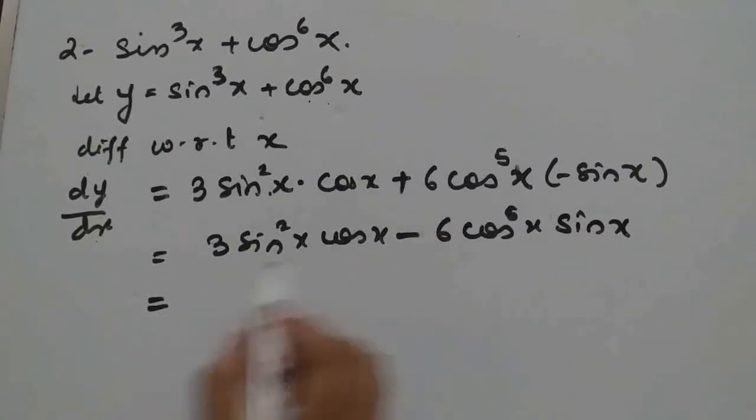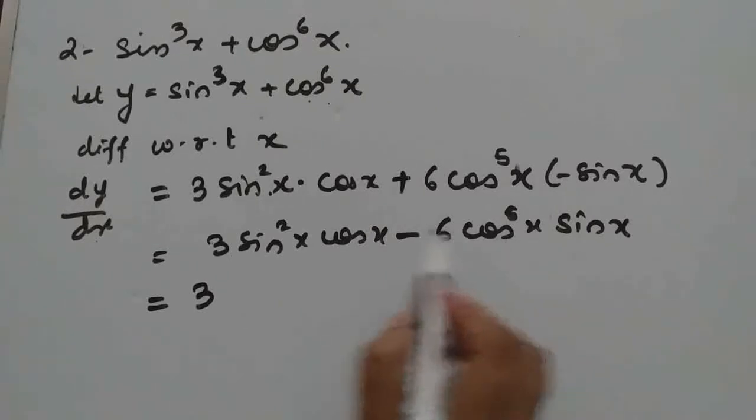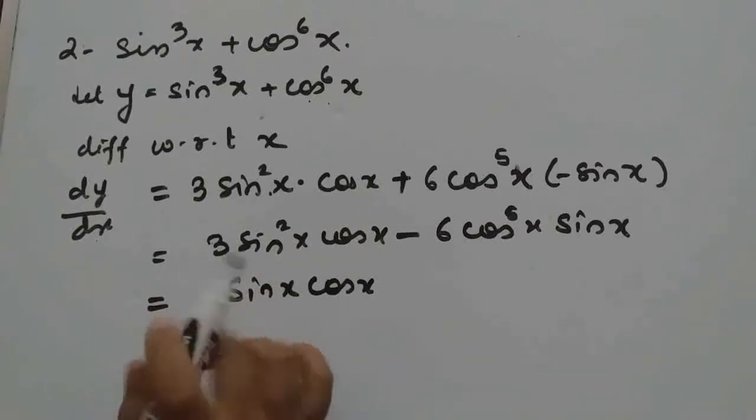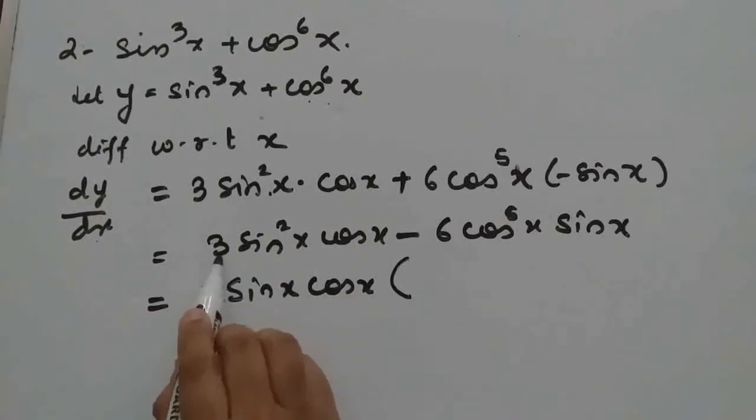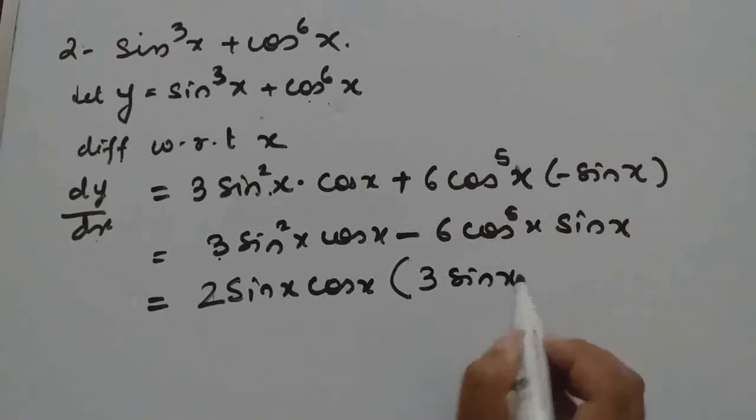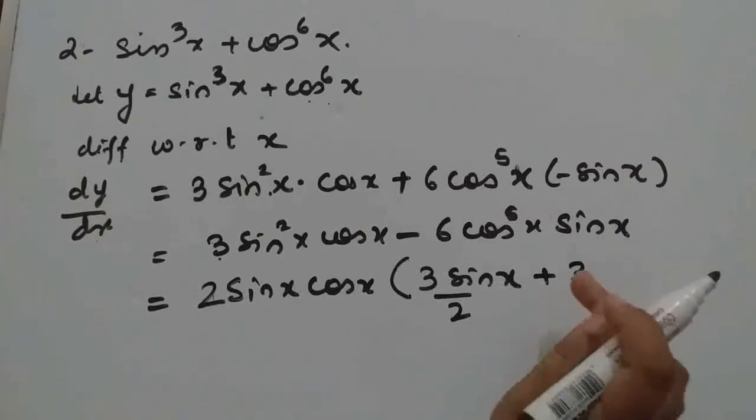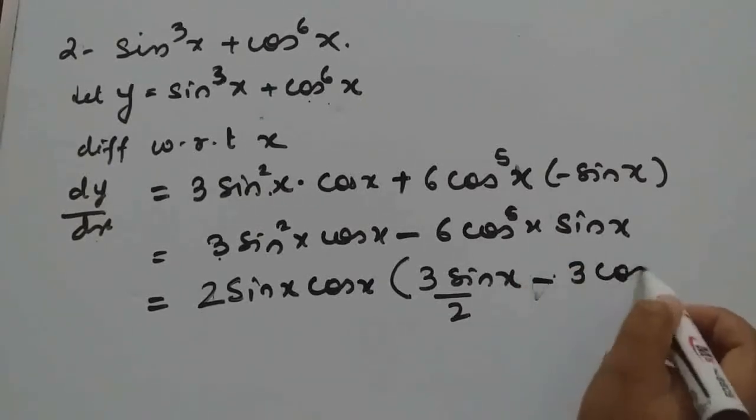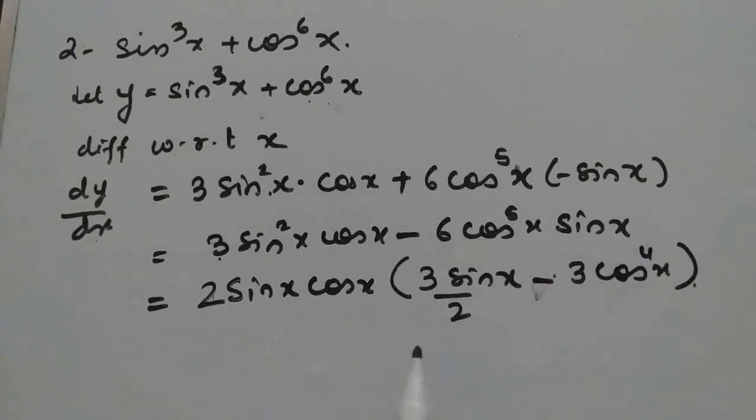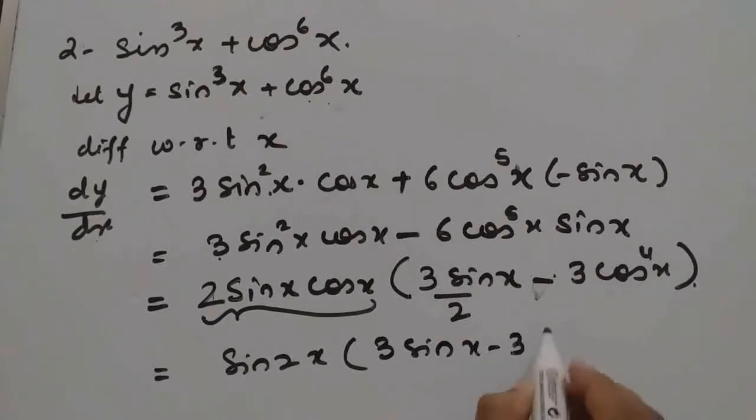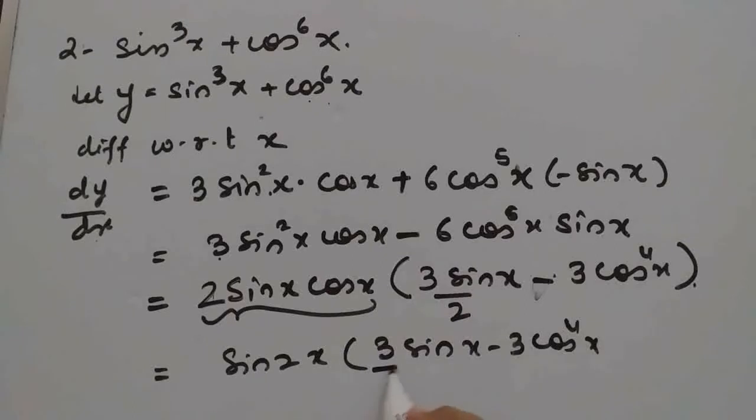So in 3, we can take sin x and cos x common, or better, if we take 2 sin x cos x common. So here 3 sin x by 2 will remain, and here plus 3, minus 3 cos^4 x will remain. Okay, so this we can write as sin 2x, and this will be 3 sin x minus 3 cos^4 x. This is 3 by 2.